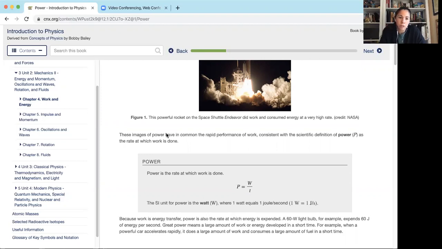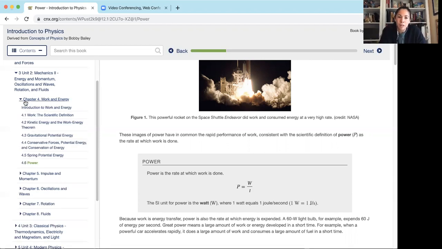And also here we're starting with chapter 4. We'll talk about work and energy. And I know a lot of you are using energy for your final project. So this should be interesting.